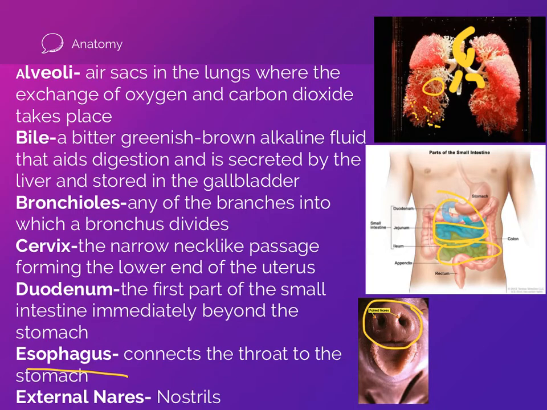A couple other terms that are on here. We have the cervix. The cervix is the entrance to the uterus. A lot of people got that wrong on our pig dissection test. A lot of people wanted to say vagina, but the entrance to the uterus is the cervix.